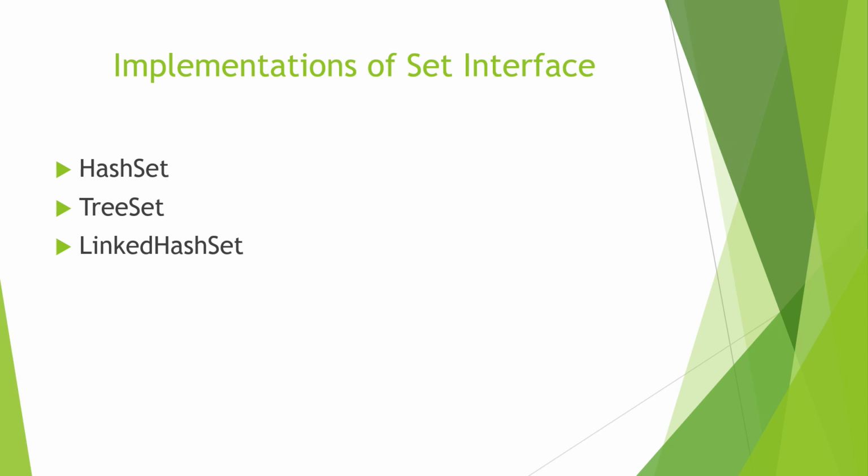So under the set interface, there are three types of classes. First one is HashSet, second one is TreeSet, third one is LinkedHashSet. Now HashSet is related to hash table, TreeSet is related to binary tree or self-balanced tree, and the third one is LinkedHashSet, which is a combination of linked list as well as hash table.